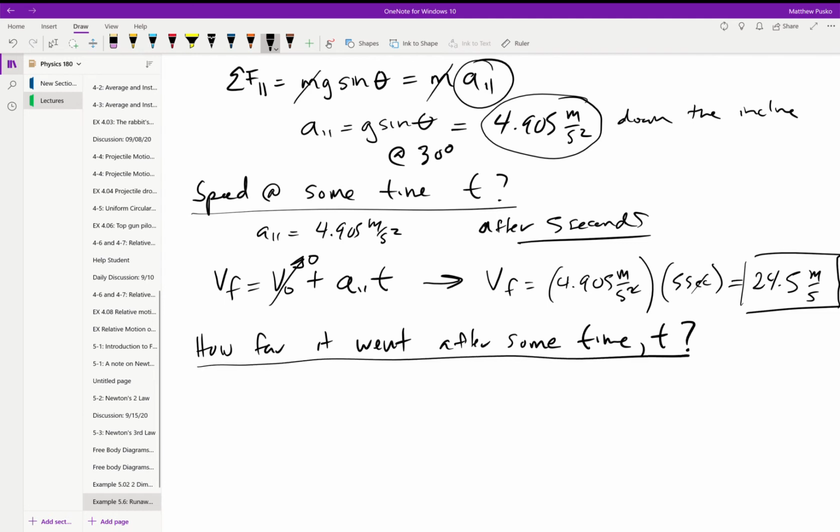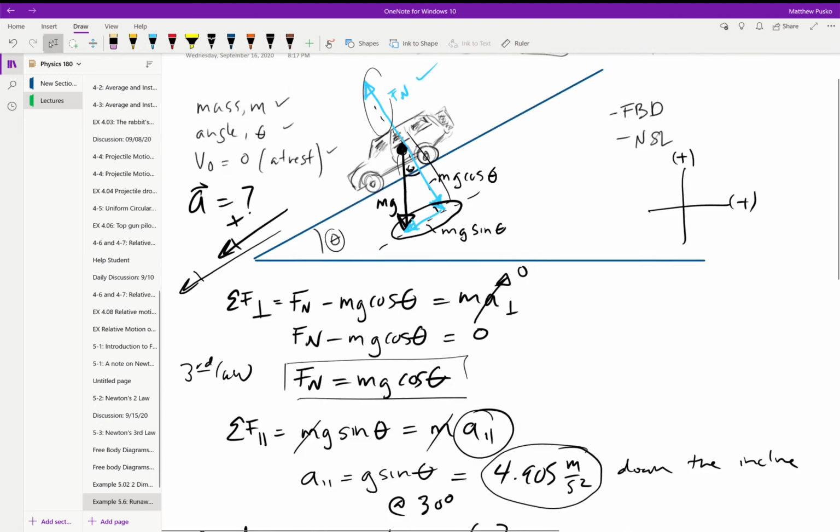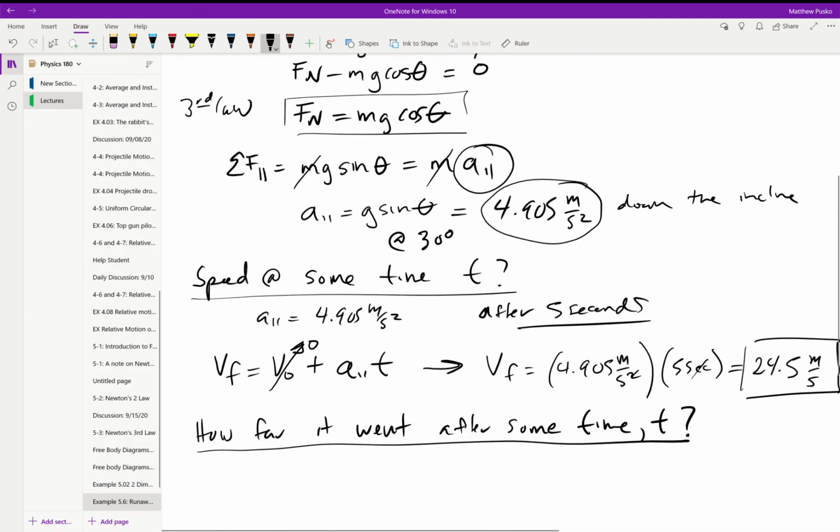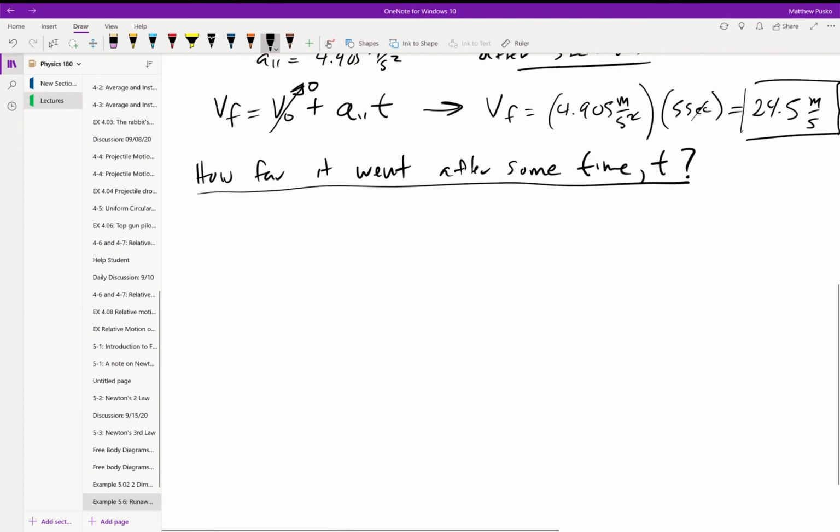Well, we use a constant acceleration kinematic equation again. In this case, I guess we could call this our x prime direction. You'll see some textbooks do that. So we can say that x prime is going to equal x for right now, and then use x final is equal to x initial plus the initial velocity times time plus 1/2 times the acceleration times time squared.